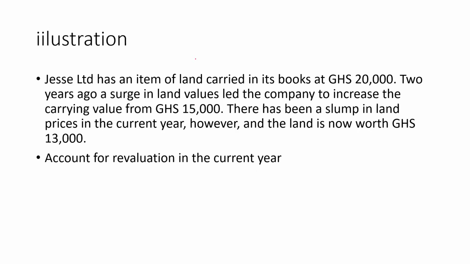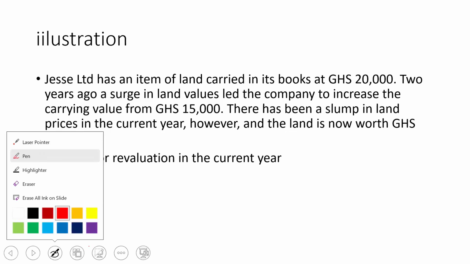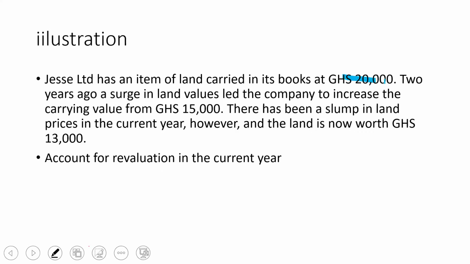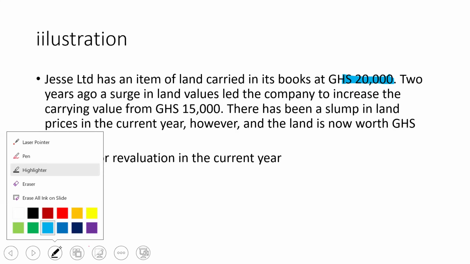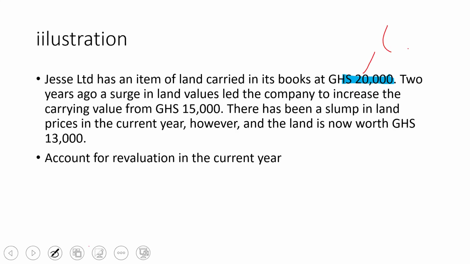All right. Thanks, Morrison. So, here's an item of PPE, an item of land carried in its books at what? 20,000. So now what's the carrying value of the asset? 20,000. So 20,000 is the carrying value or carrying amount. 2 years ago, a surge in land prices led the company to increase the carrying value from 15,000. So 2 years ago, it was 15,000 and they revalued it to 20,000.